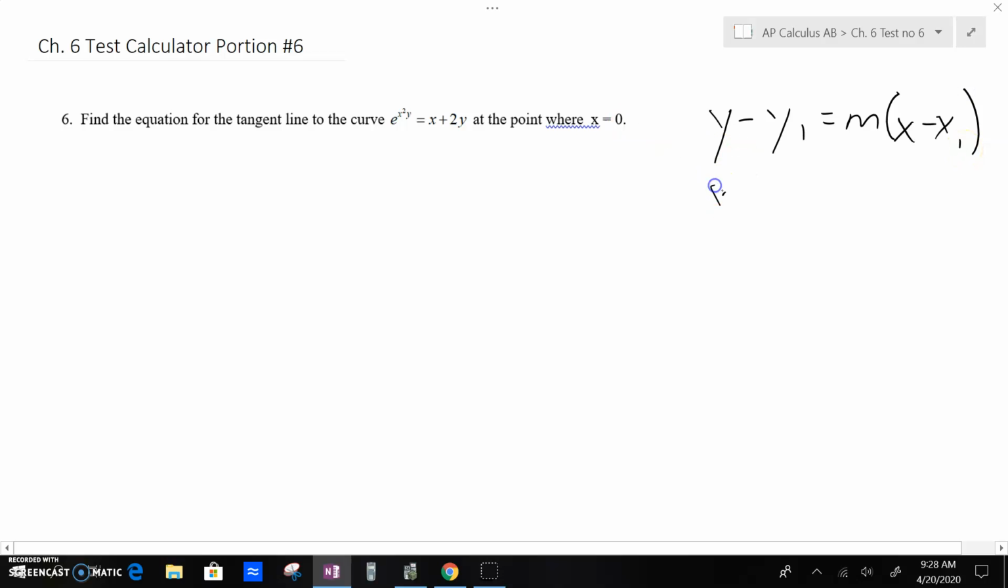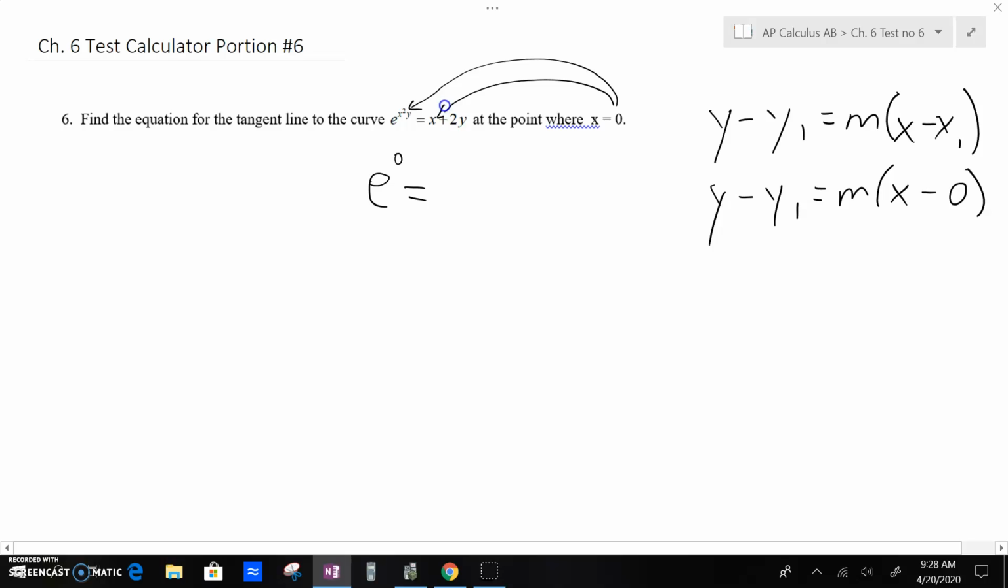I've got the x value. That is 0. And what I need now are the y1 and the slope. And to get the y value, where x is 0, I'm just plugging that 0 into this thing. So it'll be e to the 0, because if you put a 0 right here and times it by y, you're still going to get 0. And then you're going to get 0 here for x, and then plus 2y. So e to the 0 is 1. And then divide by 2, and y is a half.